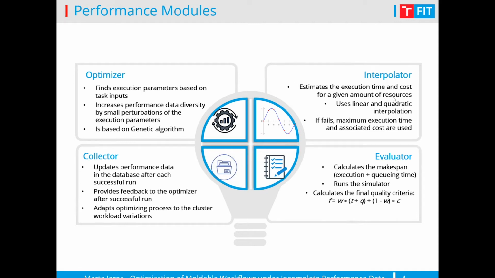Here you can see the interpolator. I will say it in other words. The interpolator finds its place exactly when we are not able to hold all performance data in our database, and we need to somehow predict how our code scales. And the interpolator estimates the execution time and cost for a given amount of resources.